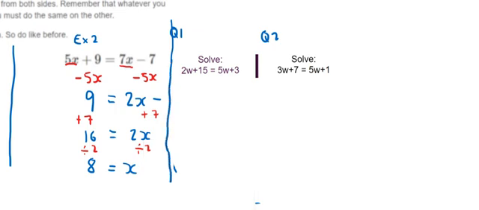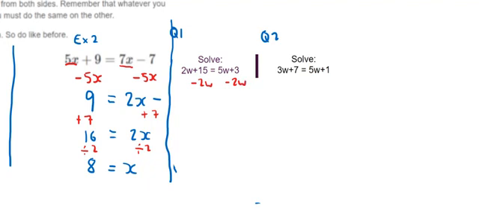Right, so answer to the first question anyway. So you've got 2w plus 15 equals 5w plus 3. So I can see here that the 2w and the 5w are my two variables. So the smaller one is the 2w. So I'm going to subtract 2w from both sides.